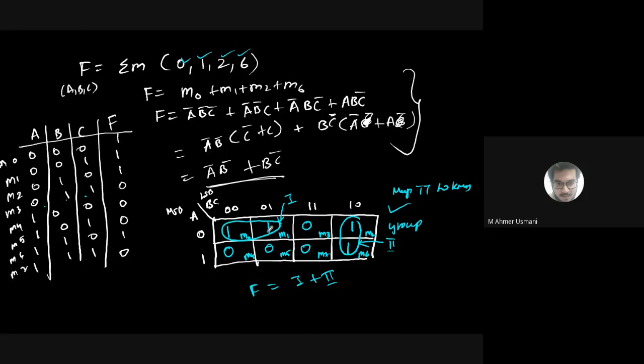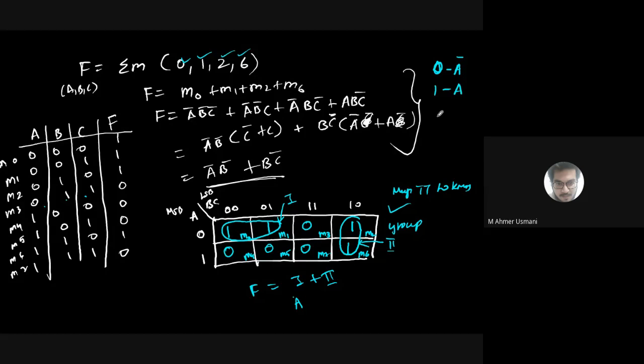We'll write down a and b. But the thing is, a is 0 and b is also 0. So if it is 0, what can we refer to it as? A bar, b bar. Can we refer to it as a bar, b bar? If it is 0, we know the rule, the SOP rule: if it is 0, we will be referring to it as a bar. If it is 1, we will be referring to it as a.